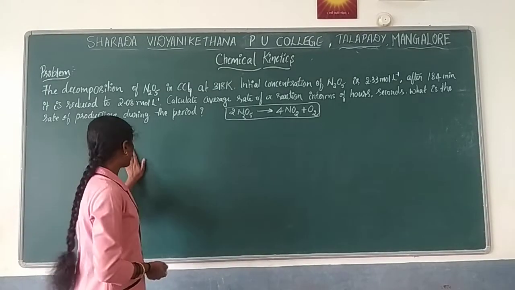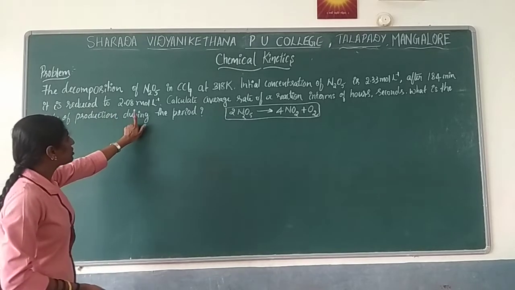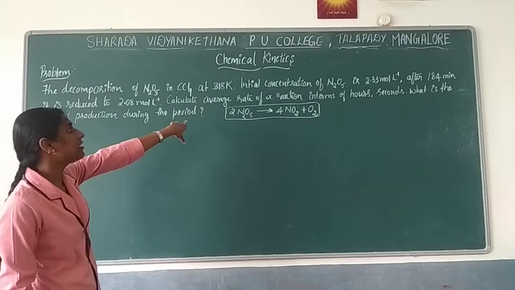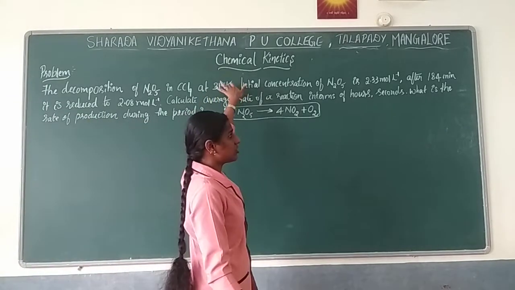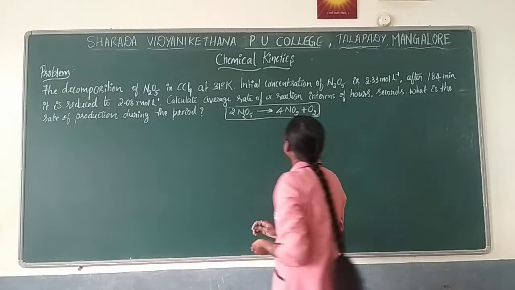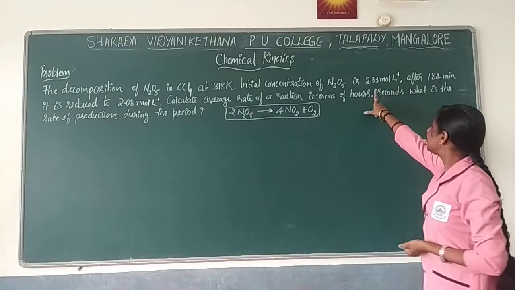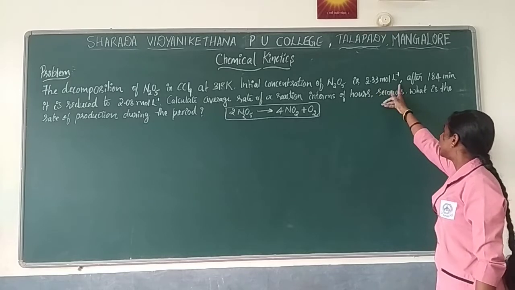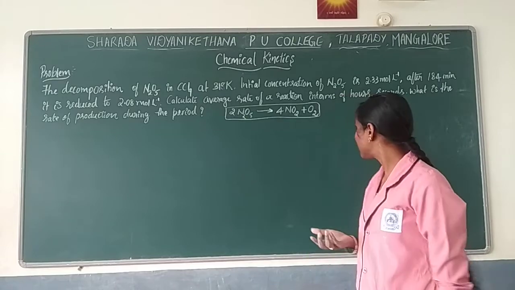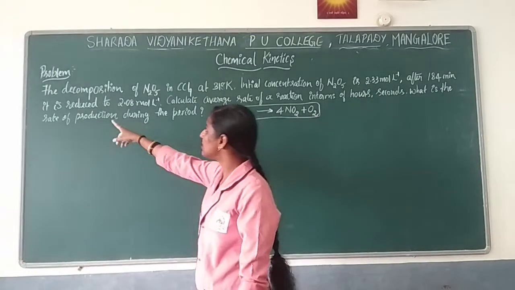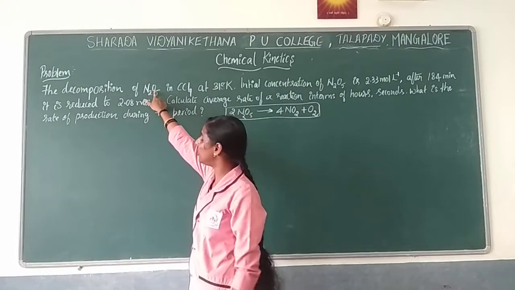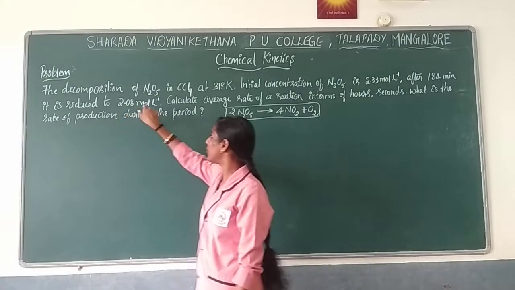Next we will go to the problem. Here, the decomposition of N2O5 in CCl4 at 380 Kelvin. The temperature they have given, but it is of no use. We don't need temperature to write the rate of reaction. Next, the initial concentration of N2O5 is 2.33 mole per liter, and after 184 minutes it is reduced to 2.08 mole per liter. What is reduced? N2O5 has been reduced to 2.08 mole per liter.